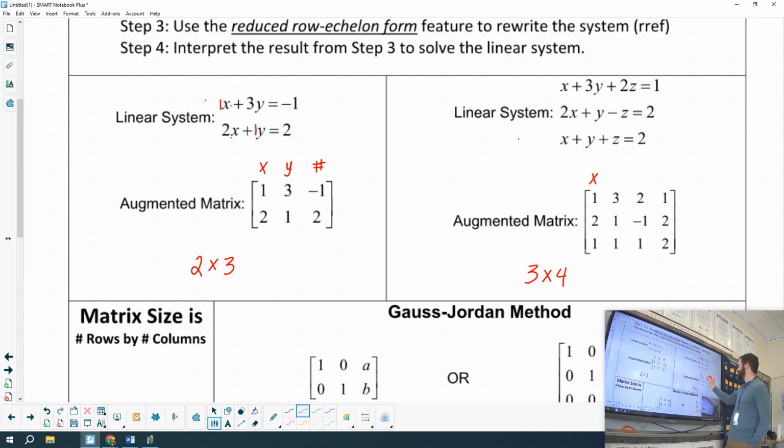So you can see this one: x, y, z, whole number, okay? But you can see how it lines up. My x's are 1, 2, 1, 3, 1, 1, 2, negative 1, 1. My whole numbers are 1, 2, 2. So hopefully you can see that relationship.